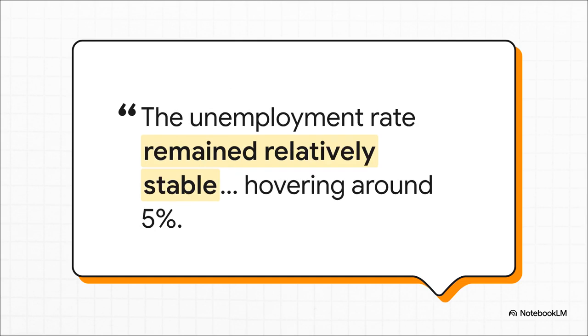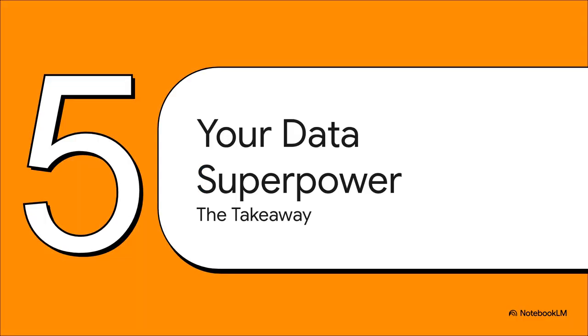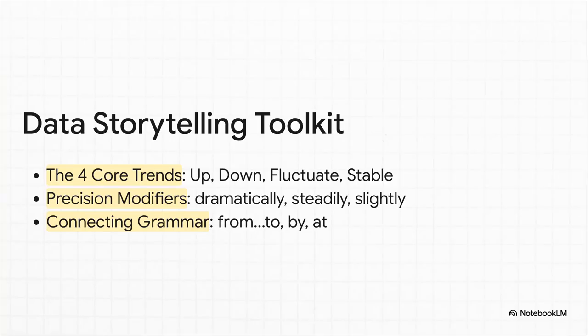And finally, see, even stability can be described beautifully. Remained relatively stable totally sets the scene, and hovering around 5% gives us a really nice numerical sense of what that stability actually looked like. This right here is what masterful data description sounds like. And just like that, you have it, a new communication superpower. You can now officially move beyond just saying it went up and start telling the real story hidden inside any set of data.